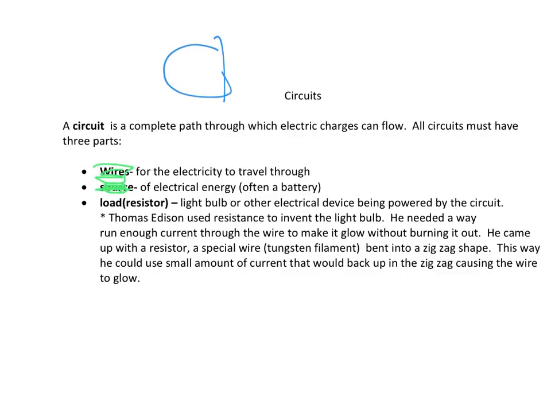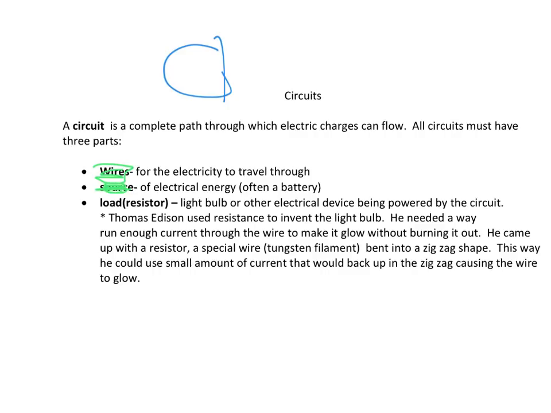So Thomas Edison is the one who discovered the invention of resistance. And he needed a way to run enough current through a wire to make it glow without it burning out. So if you have a lot of electrons together, they glow. Super cool, right? They get close to each other, kind of like people. We all love each other. When we're close, we glow with love. Well, they glow with electricity.